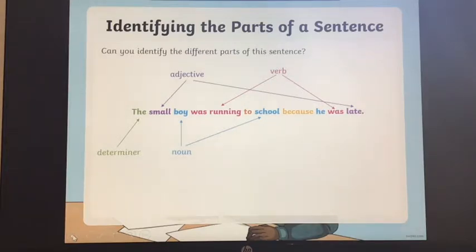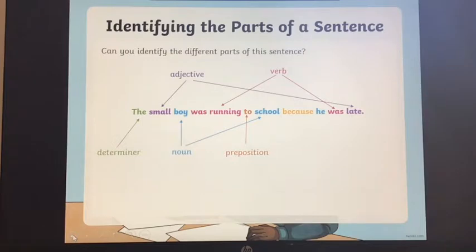Next word type is a preposition, another tricky one. This, in this sentence, is telling us where. Can you stop the video and see if you can write down the preposition? The preposition here is to, and we used that in our tree poetry as well last week.